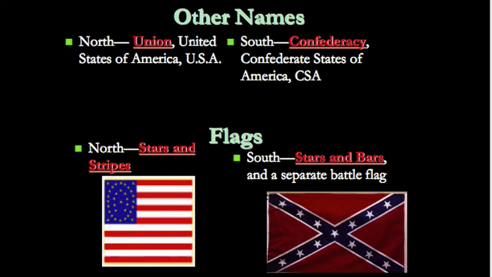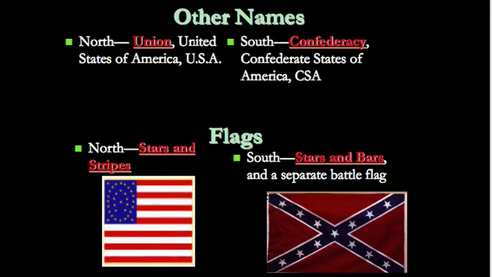Both sides have flags at the time. The Stars and Stripes is the Union flag. You can see that hanging in our room. It's off to the left. Abraham Lincoln did not take any stars off representing the southern states because he argued throughout this war that the South was still part of the United States.